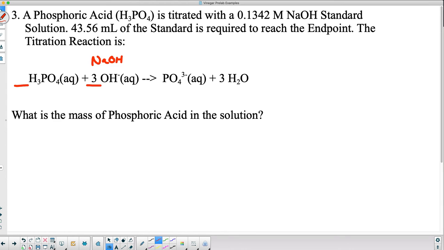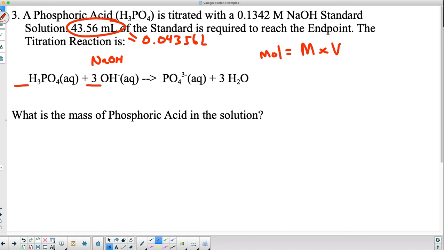Well, let's start off by finding the amount of sodium hydroxide that reacted. And we can do that. We want to find the number of moles, and we can do that by taking concentration times volume, like that. Notice our volume, again, is in milliliters. So there's going to be many times when you're going to have to move the decimal place, 4356. There we go. So that you get liters.